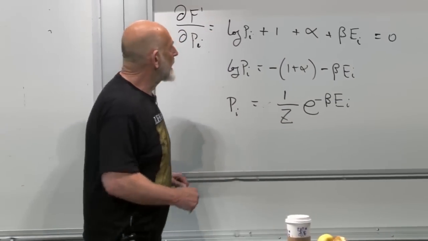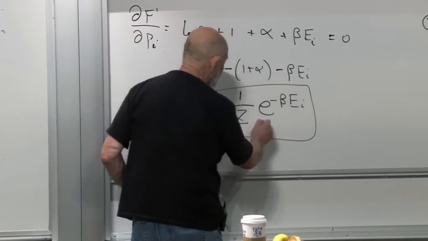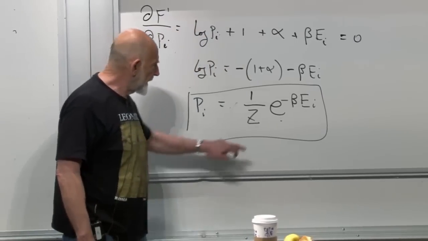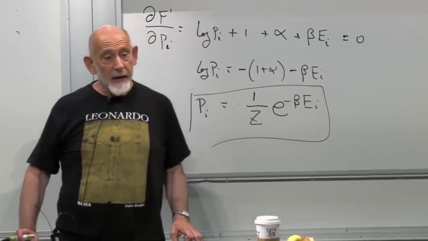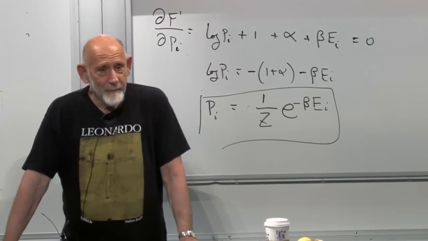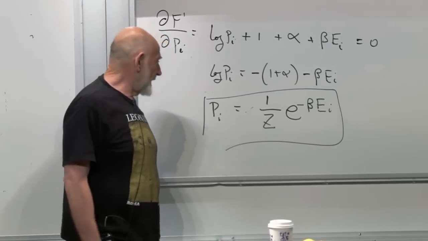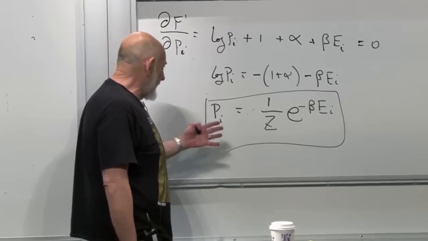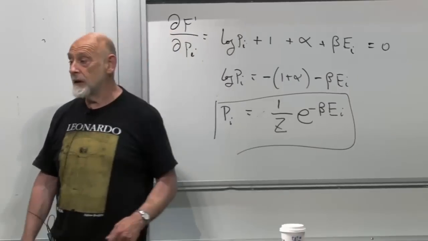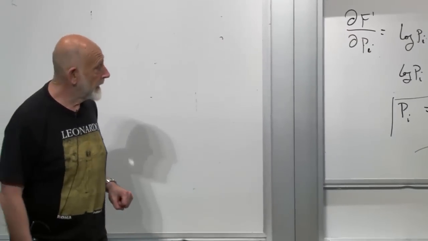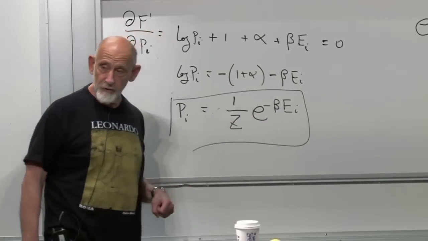And what have we found? We found that the relative probabilities of the different states are simply exponentials of e to the minus beta e sub I. Beta must mean something. Beta must have some physical significance. It's the only variable in here that has any chance of telling us what the average energy is.